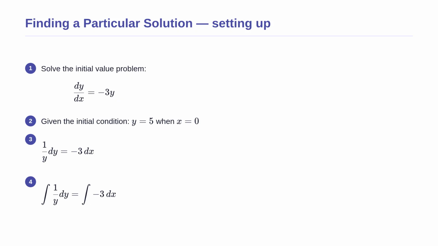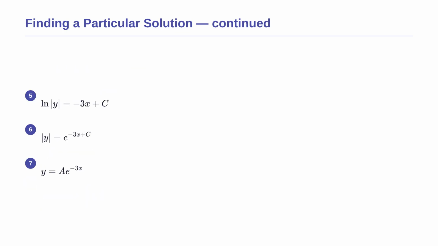We use separation of variables again. We divide both sides by y and multiply by dx to group the variables. Then, we apply the integral to both sides to prepare for finding the original function. Continuing with our integration, the left side becomes the natural logarithm of the absolute value of y. The right side becomes negative 3x plus our integration constant c.